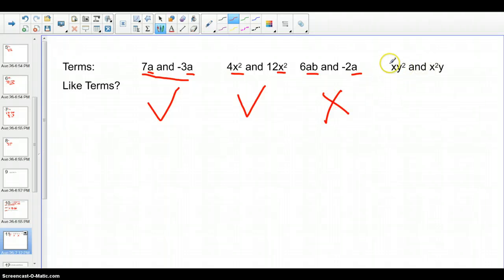Now let's look here. There's no number there, so we could say it's 1. Now, xy squared, x squared y. They don't end exactly the same way because they both don't have squares there, so they are unlike terms.